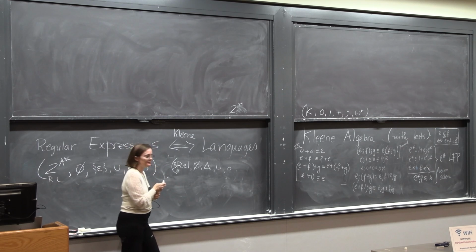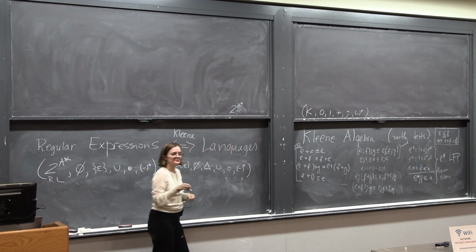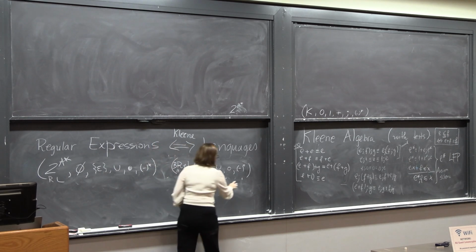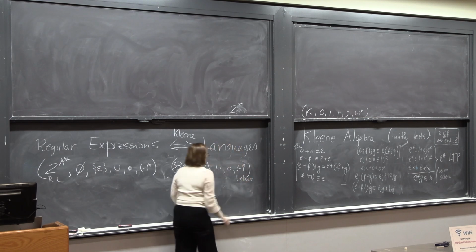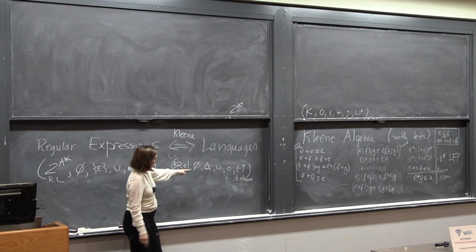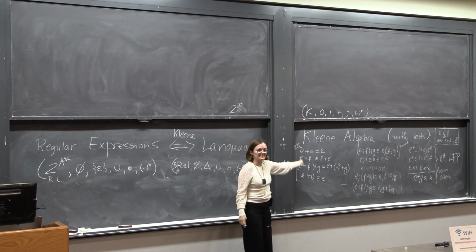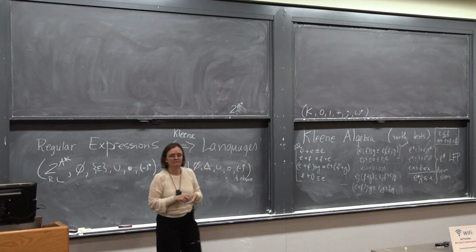And then for star, does anyone know what star is for relations? Transitive closure. And you can check that all these operations here satisfy these rules for just set equality.